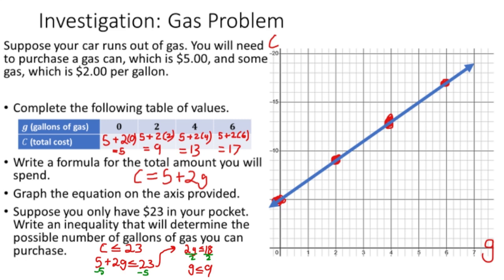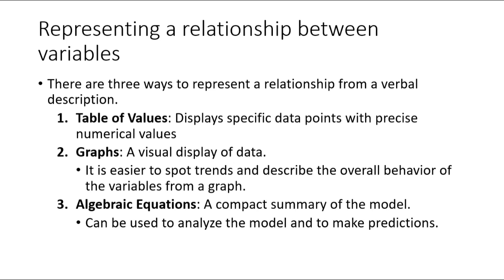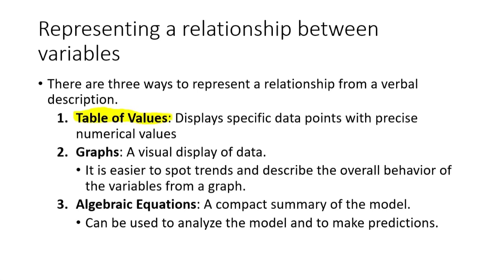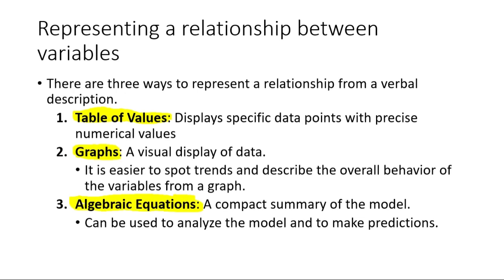Now, in the last example, we took a look at the relationship between the amount of gas we purchase and how much we have to spend in 3 different ways. We looked at the relationship by first making a table, then we looked at a graph, and then we looked at an algebraic equation.